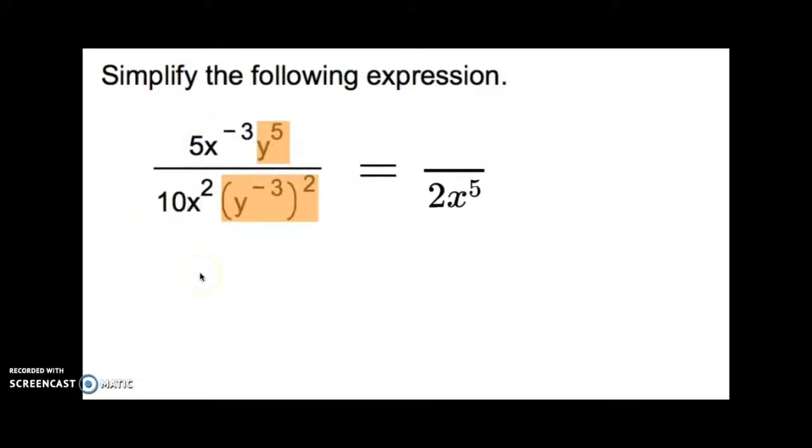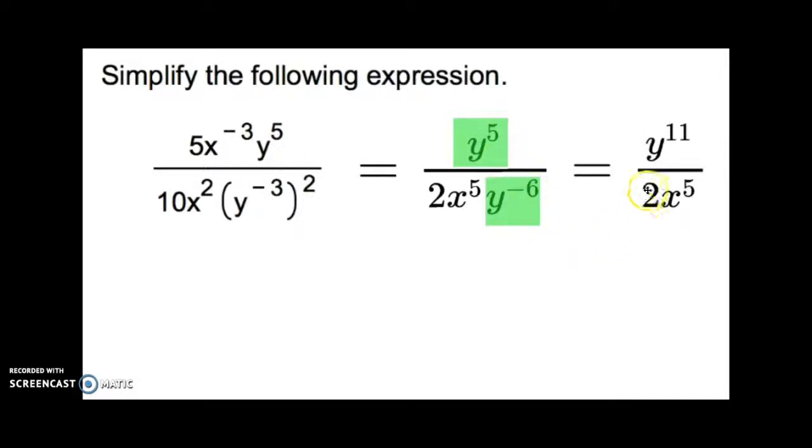Now you just have to deal with the y's. We have at the bottom y to the negative third to the second exponent. Multiply them and you'll get y to the negative 6. Now we can simplify that. So subtract the larger exponent from the smaller one, so 5 minus a negative 6 will give you positive 11. Since the larger number is up top, you have y to the 11 up top and 2x to the fifth staying at the bottom. So my answer is going to be y to the 11 over 2x to the fifth.